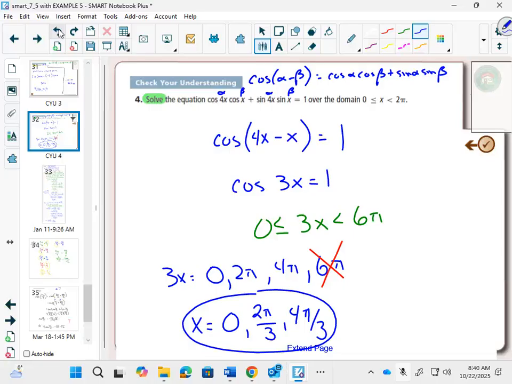Okay, you can circle questions 15 and 17.